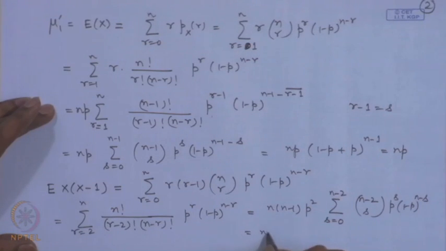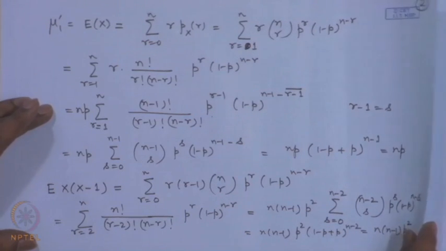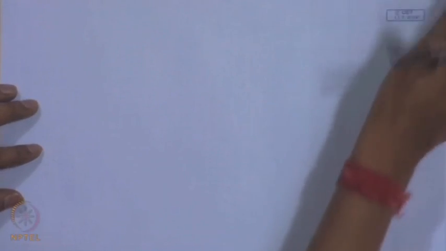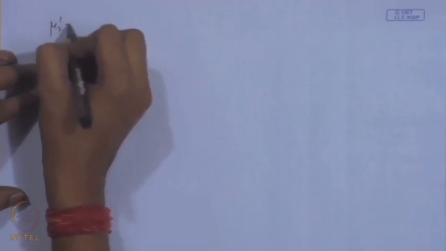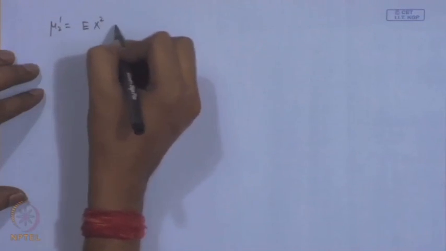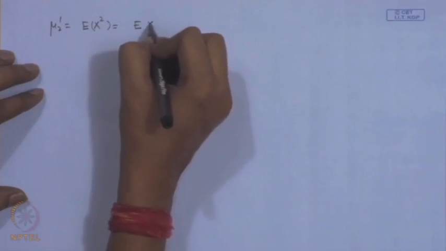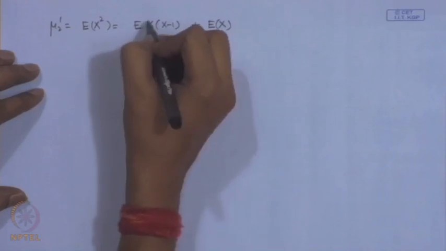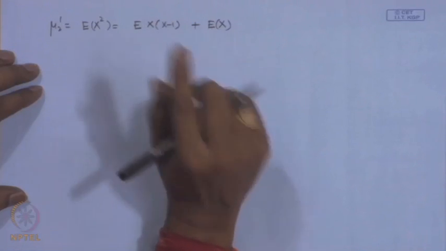So, this is nothing but n into n minus 1, p square, into 1 minus p plus p to the power n minus 2. Now, this term becomes 1. So, we get n into n minus 1 p square. So, this is expectation of x into x minus 1. Now, we can get mu 2 prime, that is equal to expectation of x square, expressed as expectation of x into x minus 1 plus expectation of x, because expectation of x will cancel out here.